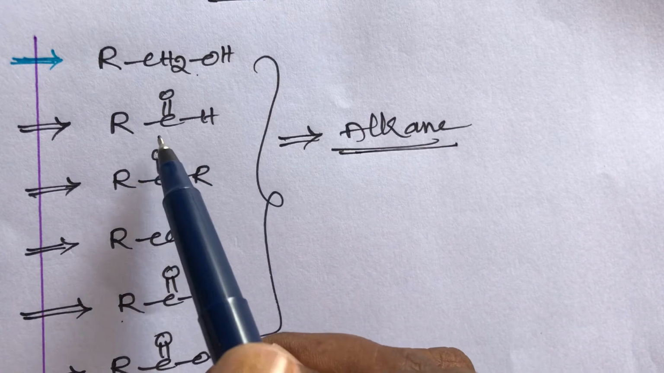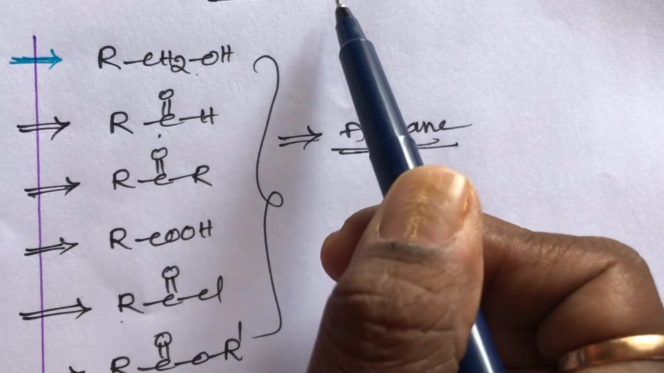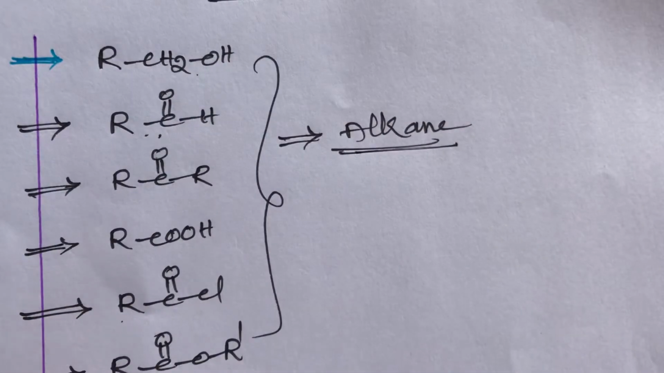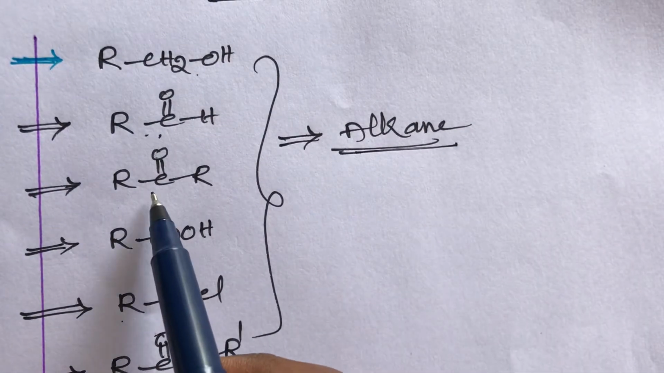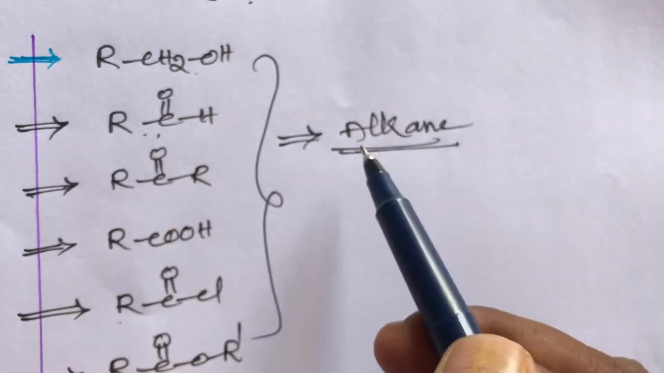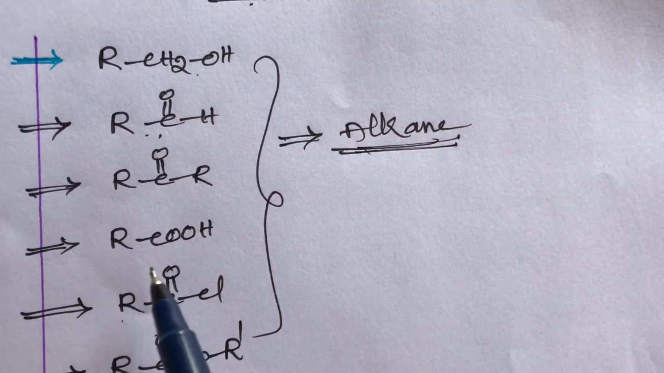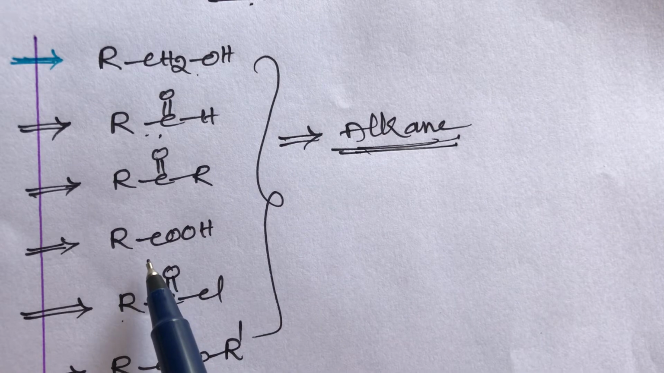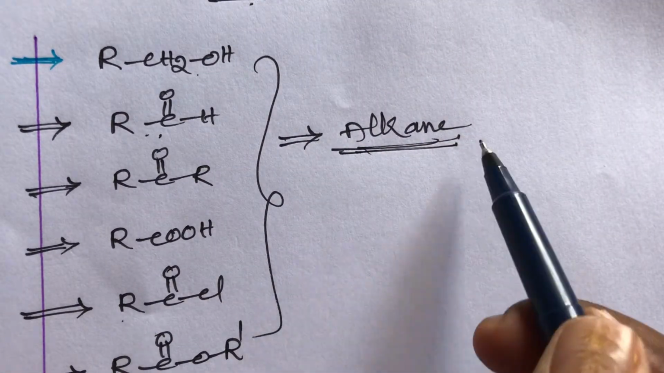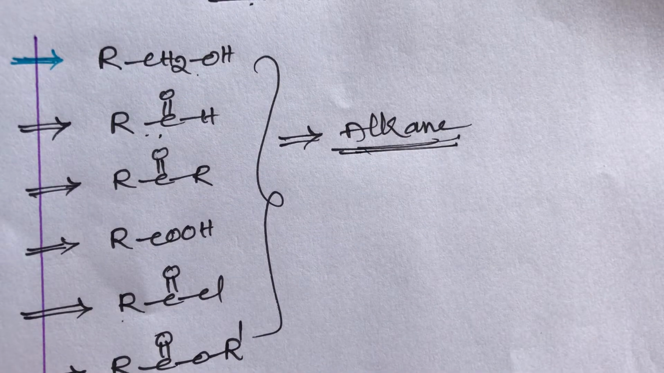Aldehydes react with HI in the presence of red phosphorus, also giving alkanes. And ketones react with hydrogen iodide in the presence of red phosphorus, also giving alkanes. And the acid group is also reduced with HI, giving alkanes. And acid chloride also gives alkanes. And the ester group also gives alkanes.